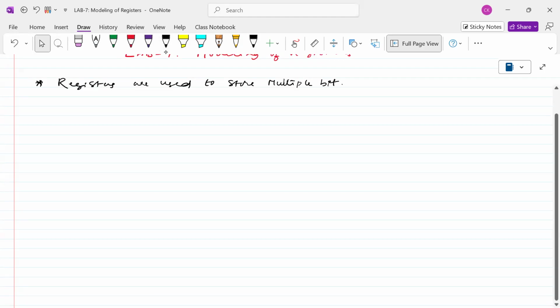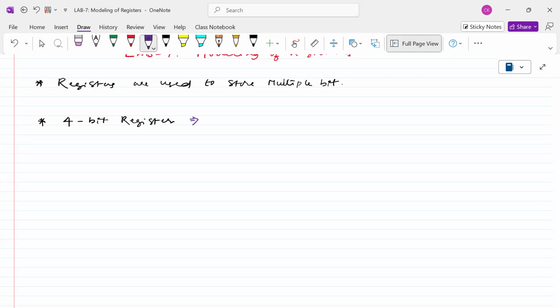Okay. So let us look at one important register, the 4-bit register. So what does it mean, 4-bit register? It means we want to store 4 bits. Of course, the main purpose of this register is storing the data, right?